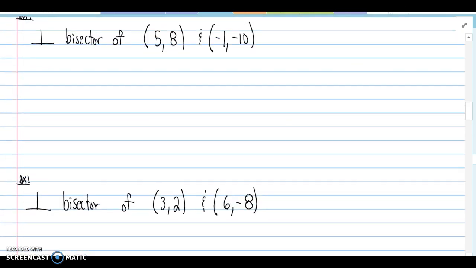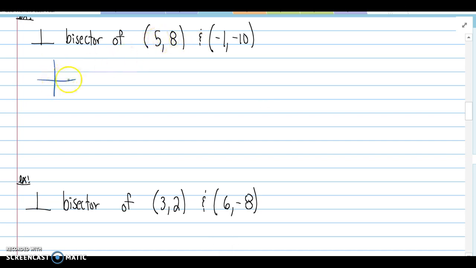Next, we have our first perpendicular bisector. And perpendicular bisector is a great name for what it does. We want to write the equation of the line that is perpendicular to the line connecting these 2 points and also bisects it. In other words, it goes through the midpoint of this segment.